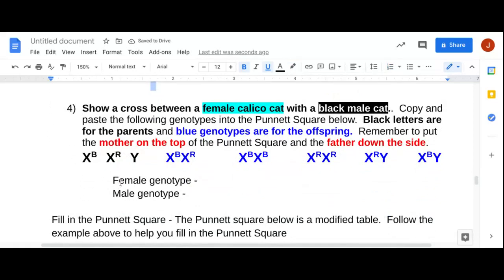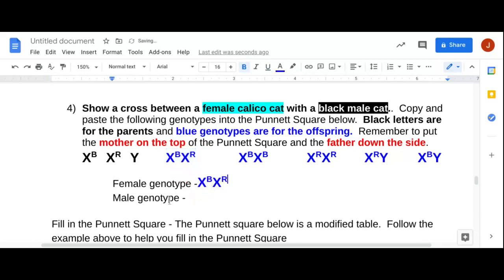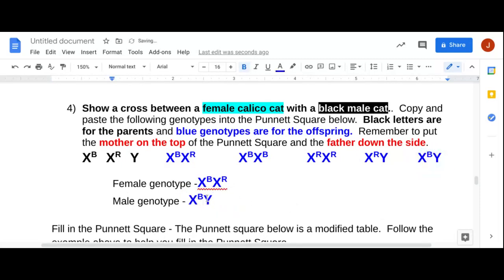So the first thing, same thing as above. I'm doing the same thing. I just have different alleles now for my cats. Female genotype, calico cat. Well, a calico cat is going to have orange and black. So orange and black, Control C, Control V. My male is a black male, so I'm going to go to the one that has a B for black. Control C, Control V. Done.